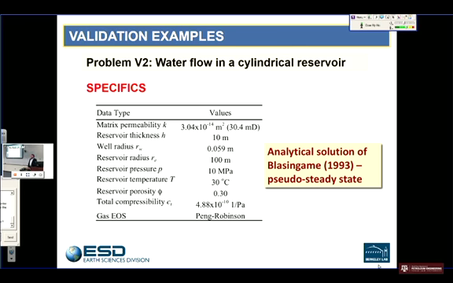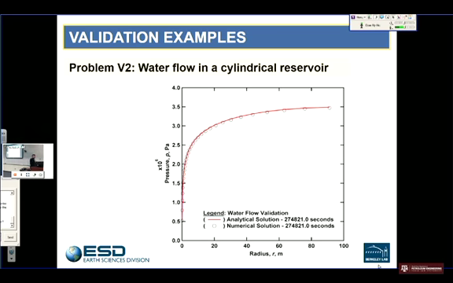The next one, okay, so we can do gas. How about being able to do water? For this, we use the analytical solution of somebody I barely know, and that's Tom Blasingame. And here are the properties of the system we investigated. For this case, here is the comparison between the analytical solution and the numerical solution. So we're quite happy. We can do water, and we can do gas in a regular porous medium.